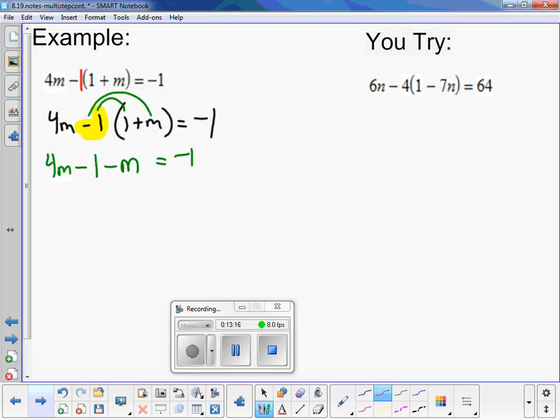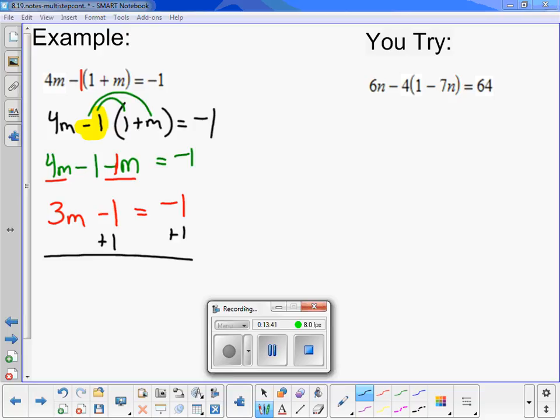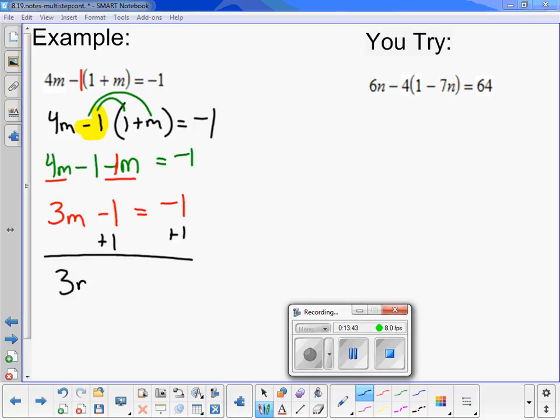Now we're going to put together like terms. So I have a positive 4m and a negative m. Remember, that's like negative 1m. So if I have a positive 4 and a negative 1, that's going to give me a positive 3m. Bring down the minus 1 equals negative 1. Now I have multiplication and subtraction. So I add the 1 to both sides to move it away. So I get 3m, and this cancels, equals, well, negative 1 and positive 1 is 0.